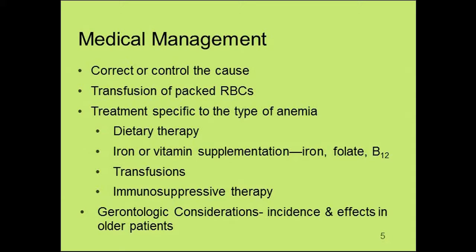Age-related considerations, you also have to take into consideration incidence and effect on older patients. Again, they're going to be probably more symptomatic at a higher hemoglobin, just because they're elderly and they have less compensatory mechanisms. And then if you have comorbid conditions on top of that, you have to take all that into consideration.